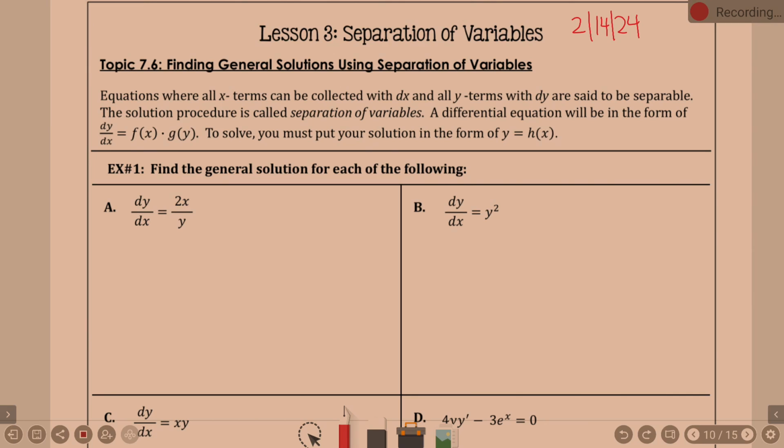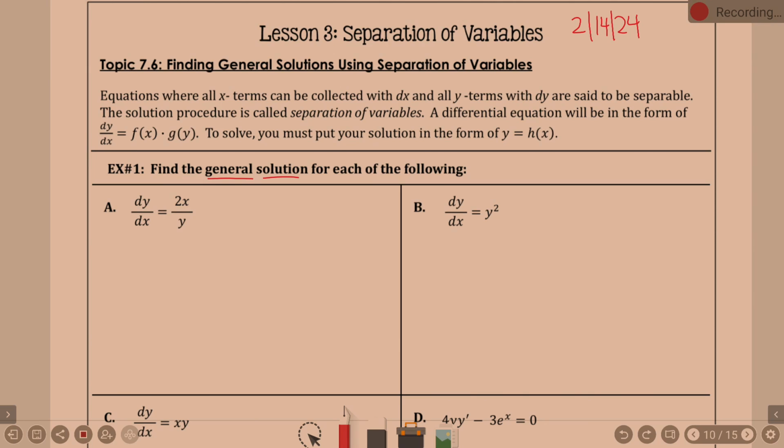Basically, separate the dy and the dx. Move the y's to join the dy, sorry. I'm not saying this the way I want. Move the x's to the other side. Our goal is always going to make it y equals in the end. And then if we can, at some of these, we'll be finding a particular solution. But for this first section, general solution.